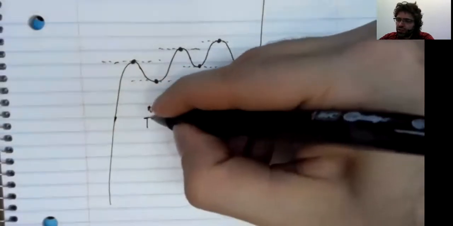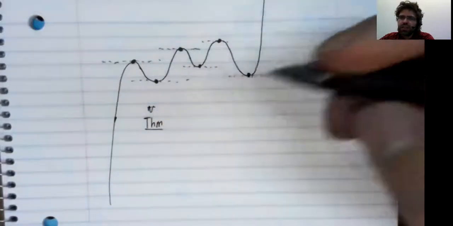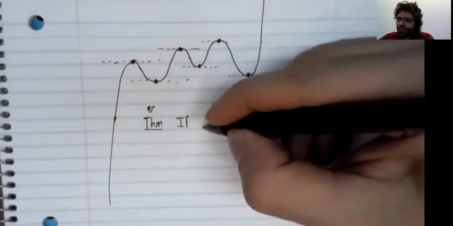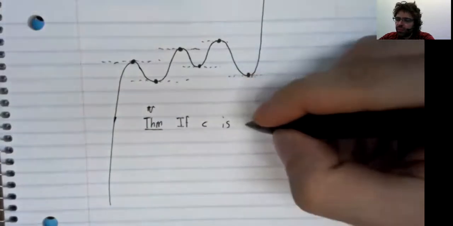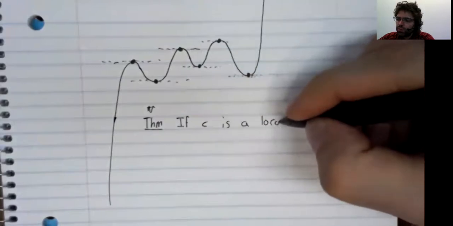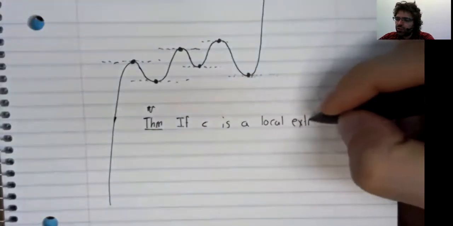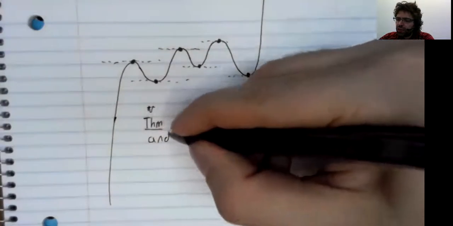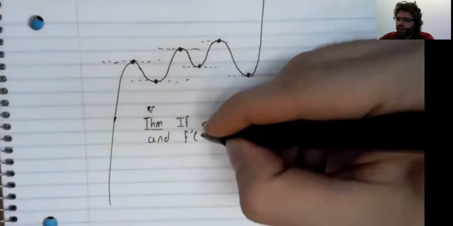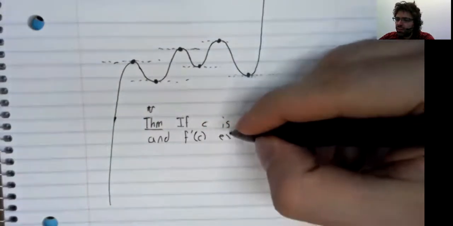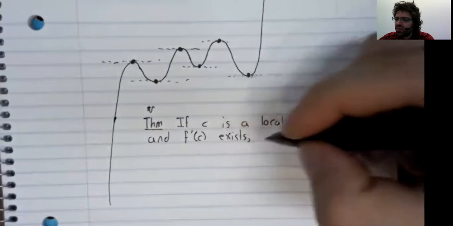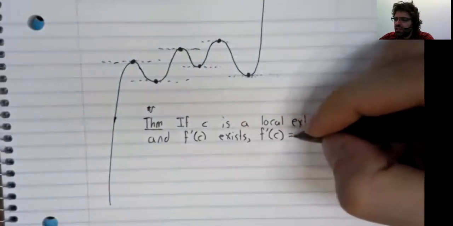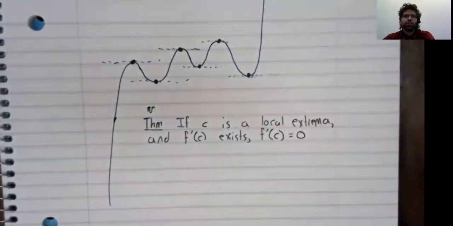Let's state that as a theorem. If C is a local extrema and the derivative at C exists, then the derivative at C is 0.